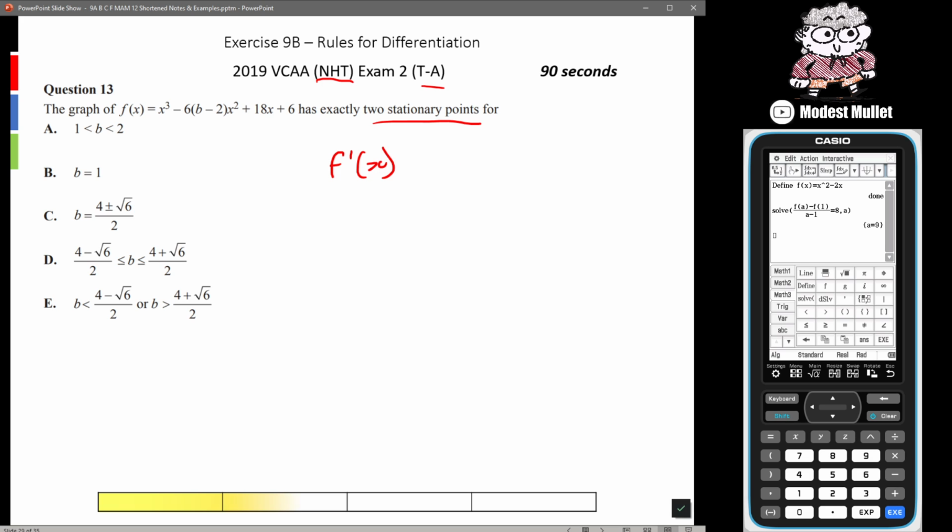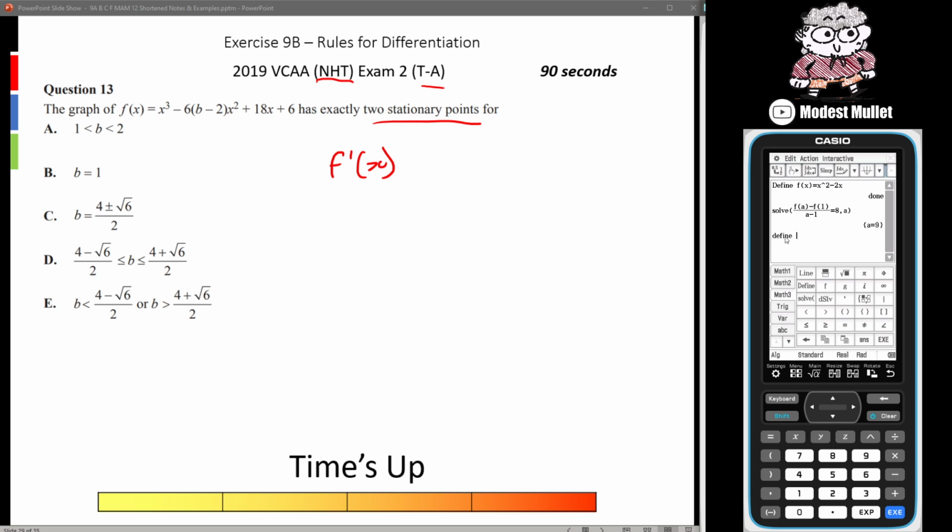Now, I haven't done this, but let's just do it on the calculator. Let's get the derivative. So I'm going to define f of x is equal to x to the 3, and let's use proper x's and b's. x just on the keyboard, there we go. x to the 3 minus 6b minus 2 x to the 2 plus 18x plus 6. So that's defined.